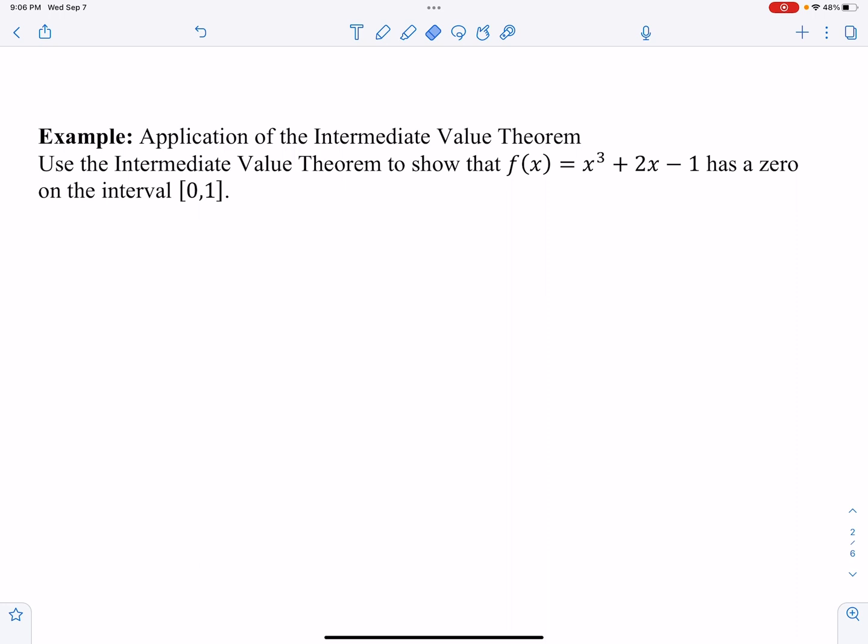So an example of that, this is straight from the textbook, but I wanted to talk you through it. Use the intermediate value theorem to show that f of x has a zero on the interval from 0 to 1. So the way that we would do this is we would want to see what f of 0 and f of 1 are. So f of 0 would be -1, and f of 1 would be 1 plus 2 minus 1, so 2. So we can see that since f of 0 is negative and f of 1 is positive, there has to be at least one zero on the interval from 0 to 1.